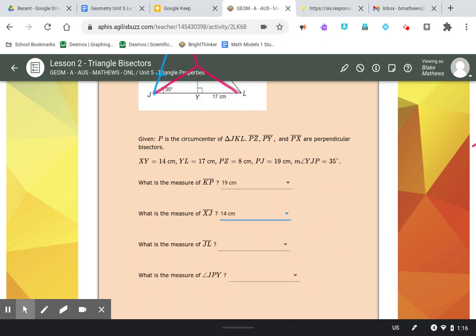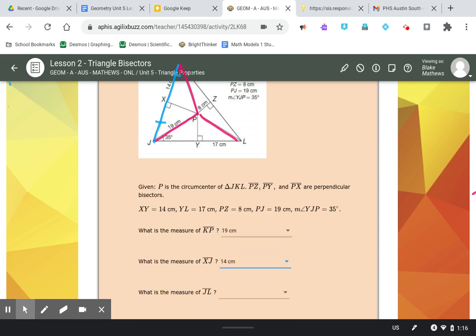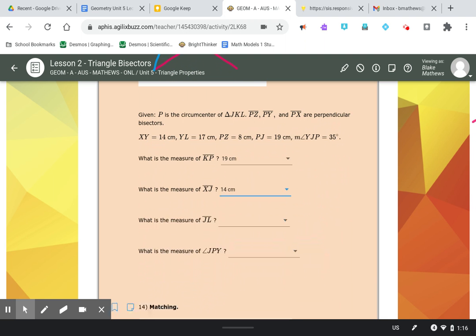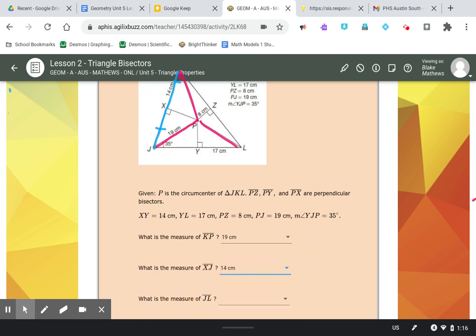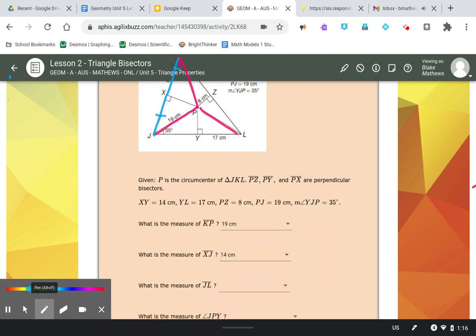I'm going to let you do the JL problem. Use the information you have there. And I'm also going to let you do the JPY question as well. To do that, you need to note that this is a right triangle. You already know this is 35, and you know that this is a right angle. So what is the missing angle measure? What is the measure of that angle right there? So I'll let you finish that one out.